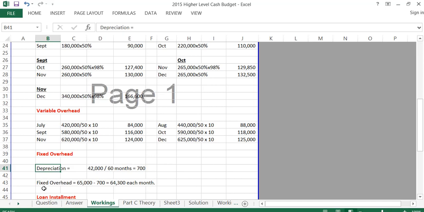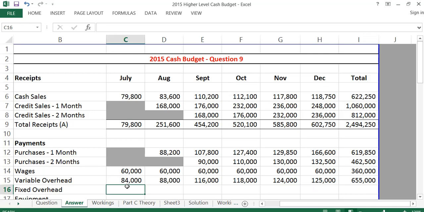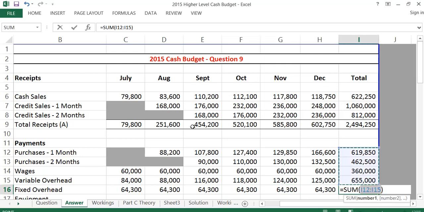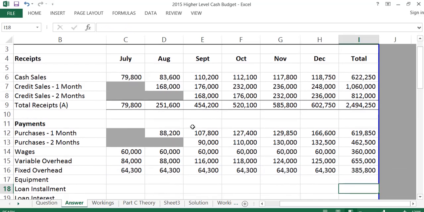So for fixed overheads, instead of putting in 65,000, I'm going to take away the 700, take out the depreciation, the non-cash item, to leave me with 64,300. And that's fixed, so it's going to be the same each month. So 64,300, 64,300. And again, I'll total those across to leave me with 385,800.